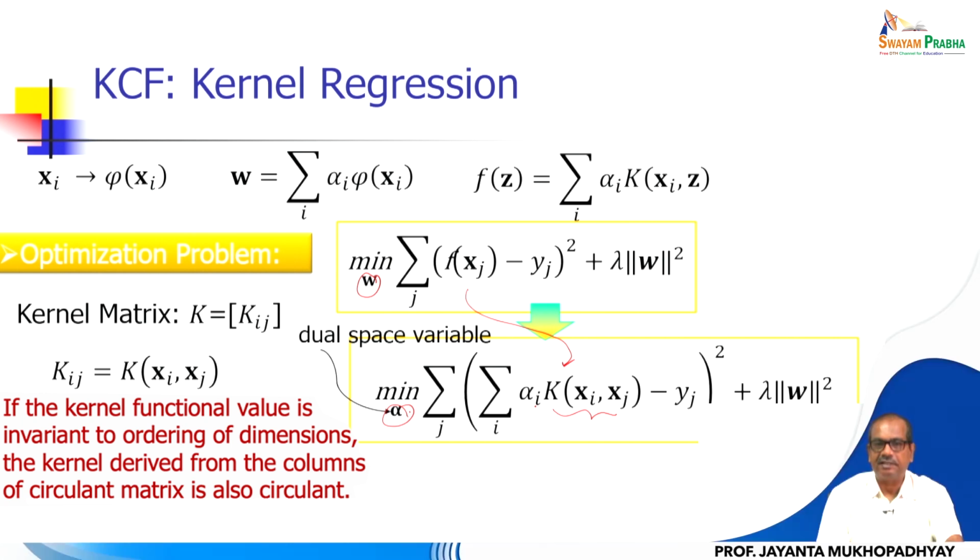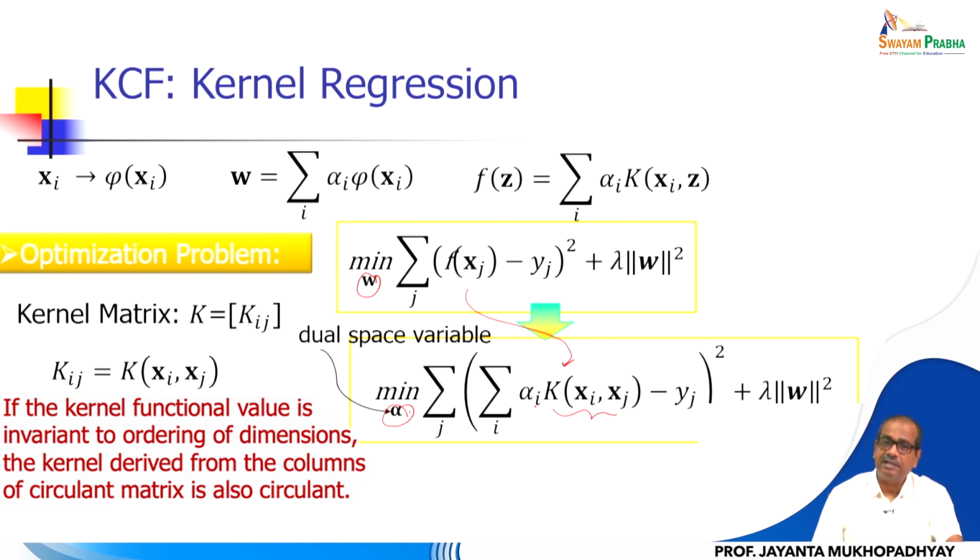Suppose you are computing distances. Now, Euclidean distance is free from the ordering of dimensions, because if I reorder them, the respective values will be repositioned along with their dimensions. So overall, the distance value remains the same. Even for the Gaussian function, it is true. Then what we can show is that the kernel derived from the columns of a circulant matrix is also circulant.